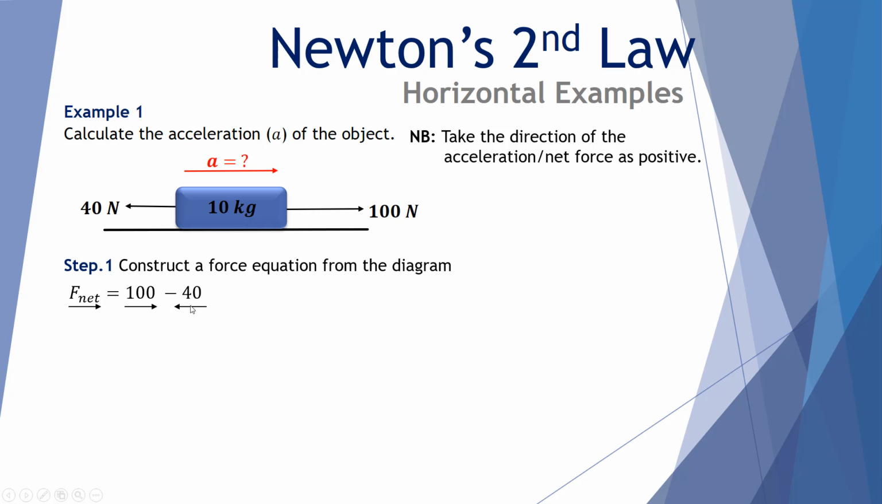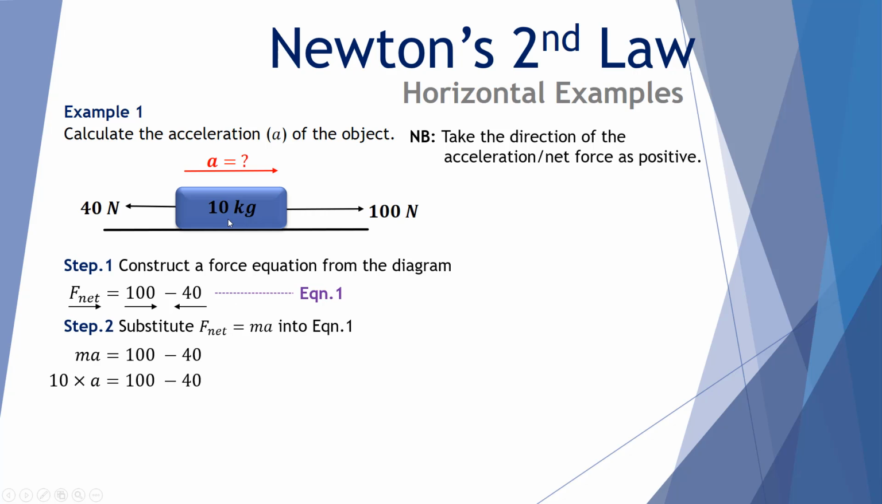So I'm going to take 40. That's going in the opposite direction, so it's allocated a negative sign. So that's equation 1. F net equals 100, take 40. Now we're going to use the equation F equals ma and substitute that into equation 1. So where we have F net, we're now going to have ma. ma is equal to 100, take 40.